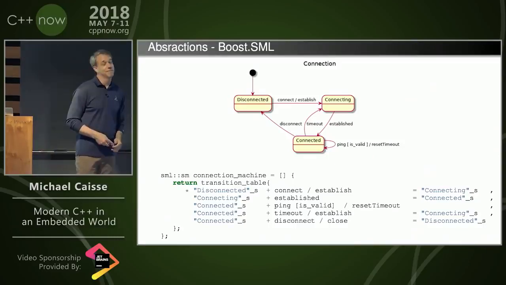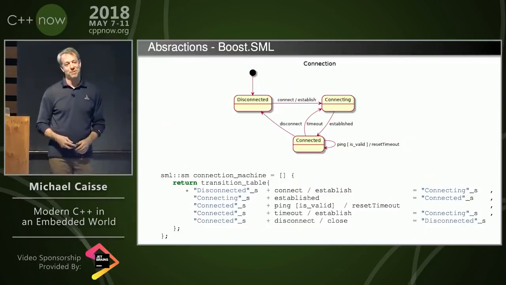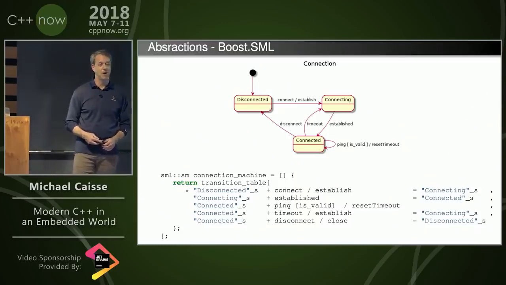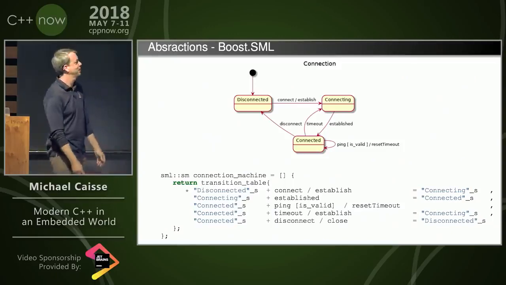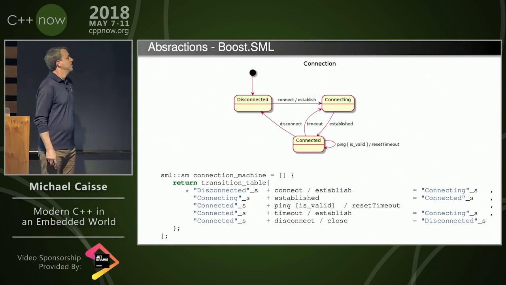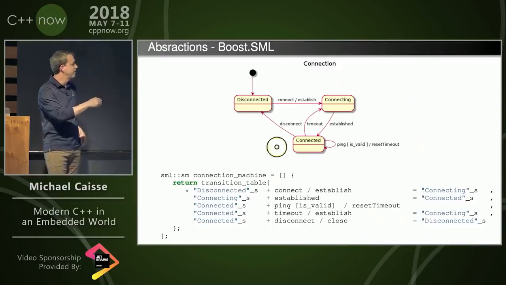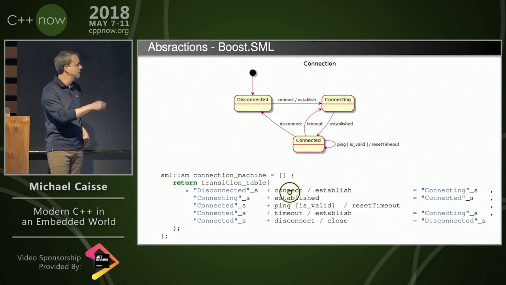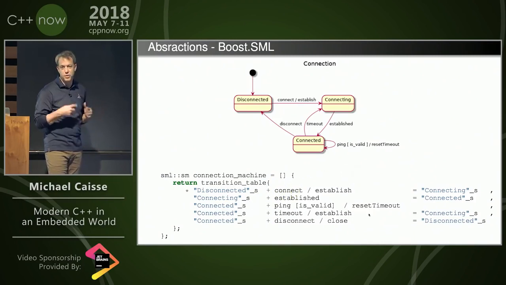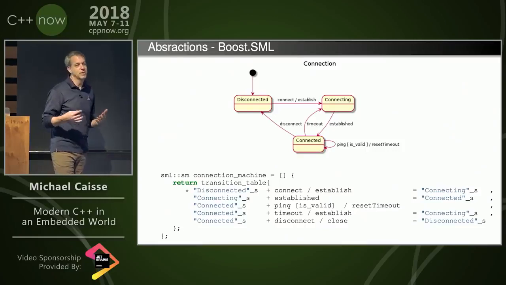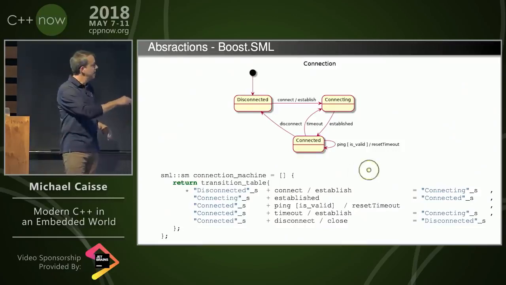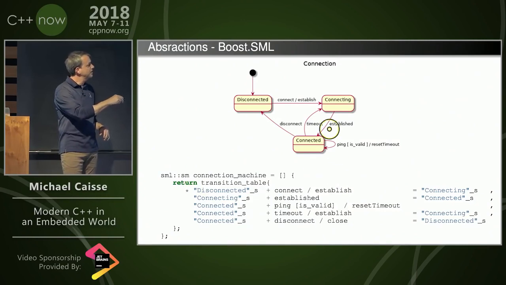So Ben was talking about operator overloads and people frowning on them. I think one great reason for an operator overload is for a domain-specific embedded language, like this one. So this is Chris Juziak's Boost SML. And notice that the syntax looks a lot like the UML syntax. It's not like having to learn something completely foreign, but this transition table represents this state machine. I can easily go back and forth between the two of them.